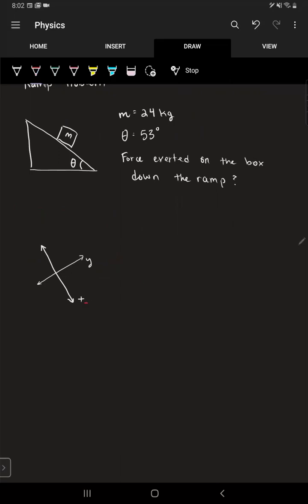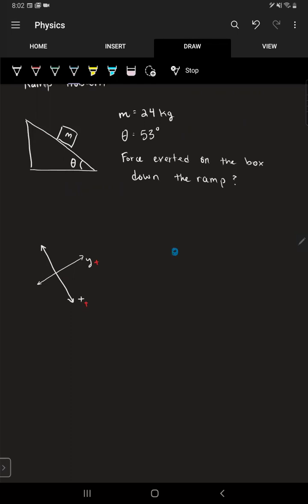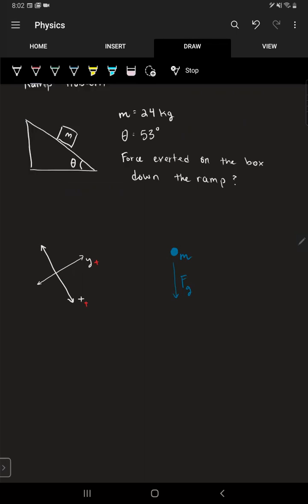So let's say this is x positive and this is y positive. Now, let's draw a free body diagram for this thing. This is mass m. Well, we have the force of gravity acting down. That will not change. Just because it's on a ramp, force of gravity goes down still. And then the other force on it is normal force.